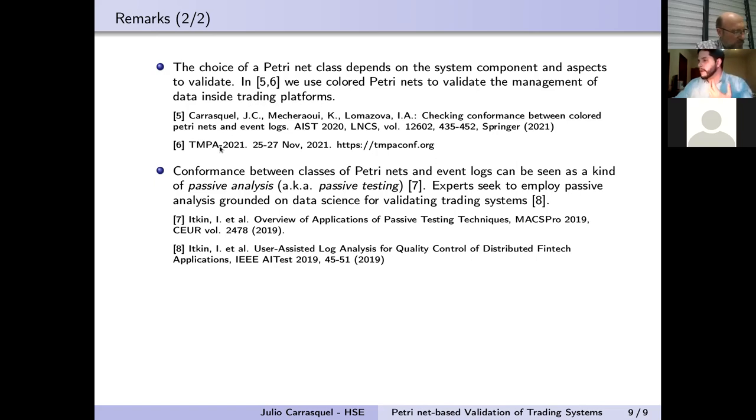And at the end of this month, we will have a talk in this conference, the MPA, where we will talk about this. Also, this conformance between classes of Petri nets and event logs can be seen as a kind of passive analysis. In the literature you will also find it called passive testing. What's the idea? Not to mess directly with the system, but to look at the data it produced, postmortem. Why? To reduce overhead. So not to directly interact with the system, but to analyze its behavior by means of the output: logs, network messages. This is of interest for experts in trading systems, and they are particularly interested in how we can use passive analysis techniques like these, as well as other data science techniques, for validating these systems.